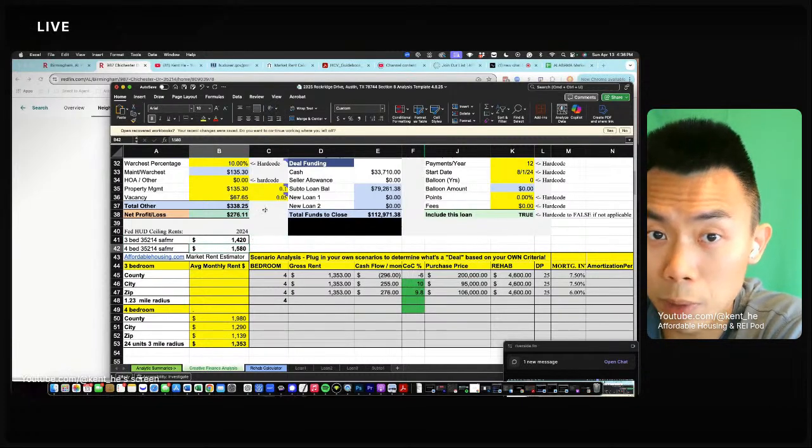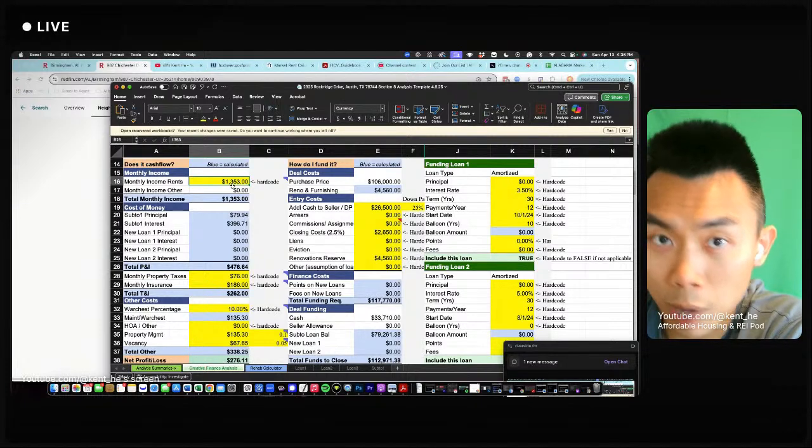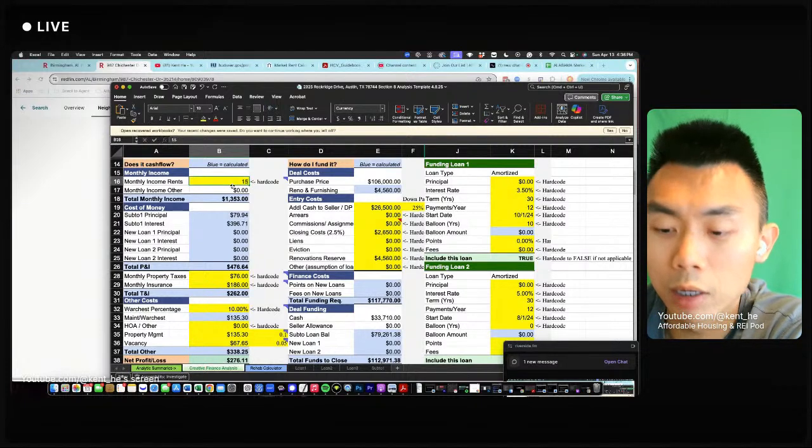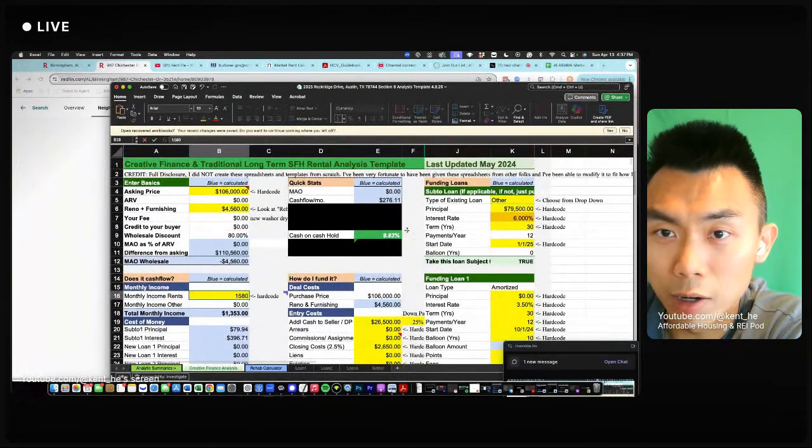This is where people lose money. This is where people make mistakes. Unless you can get verification from your housing authority, which I highly recommend. But if you underwrote this property at 1580, look what happened to the return.